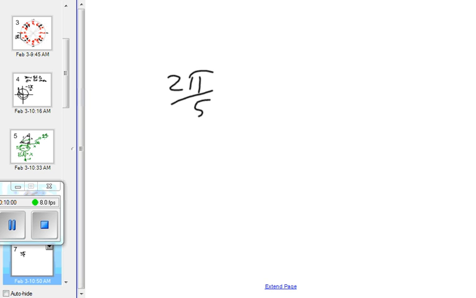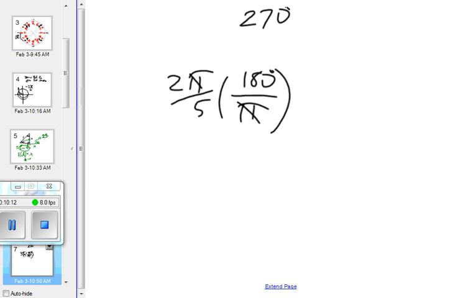180 over pi. That way what happens? The pi's cancel. Now my answer will be in degrees, right? If instead they start with something like 270 degrees, you just have to multiply by pi over 180. How do you know where to put the 180? Well, it depends what you want to cancel. I want degrees to cancel, so I got to put them in the position where one's on the top, one's on the bottom. And then you just do some reducing.